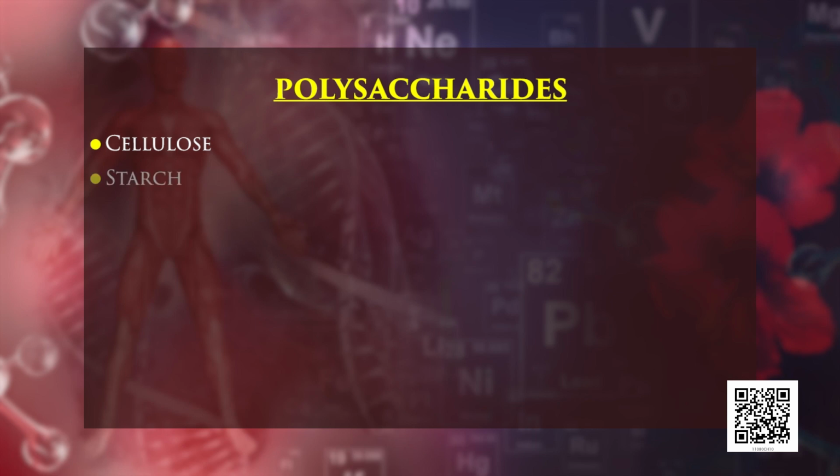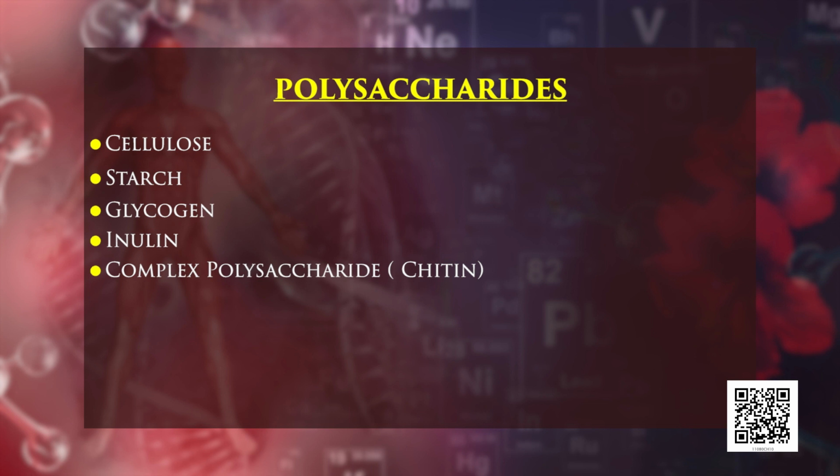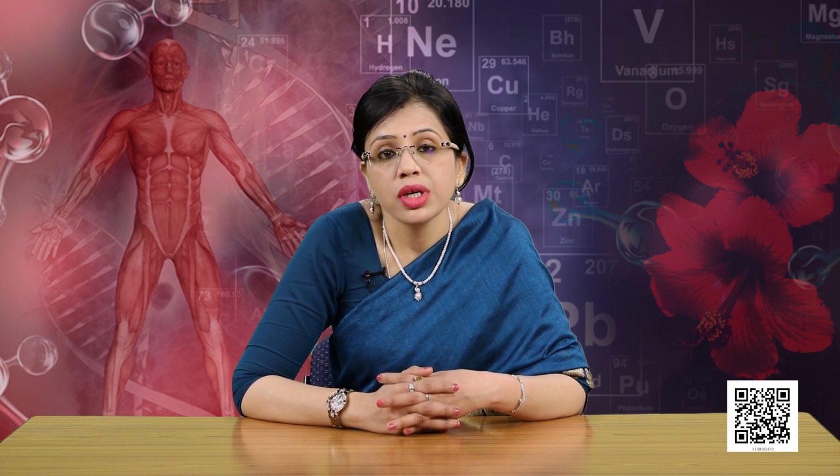They contain monosaccharides as building blocks. In this section, we will discuss some polysaccharides such as cellulose, starch, glycogen, inulin and chitin, which is a complex polysaccharide. Paper and cotton, which we use in our daily life, are obtained from plants and are made up of cellulose. It is the most abundant organic substance of the biosphere. It is a polymer of glucose.